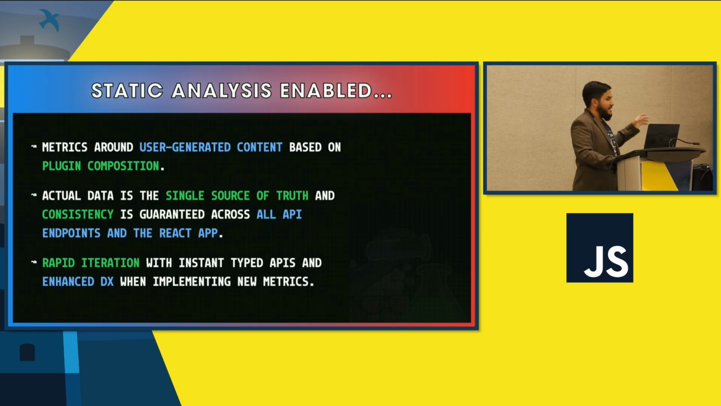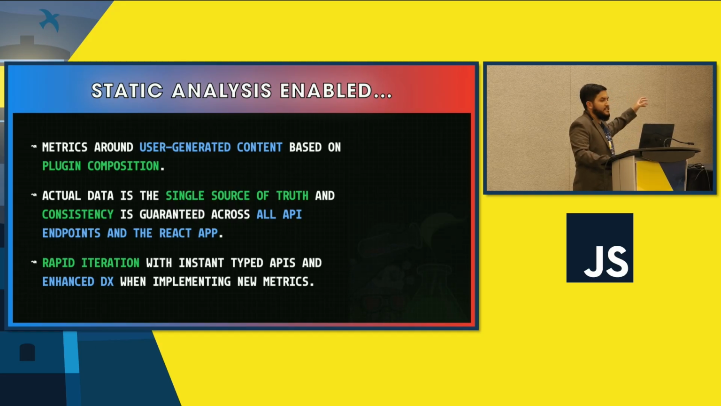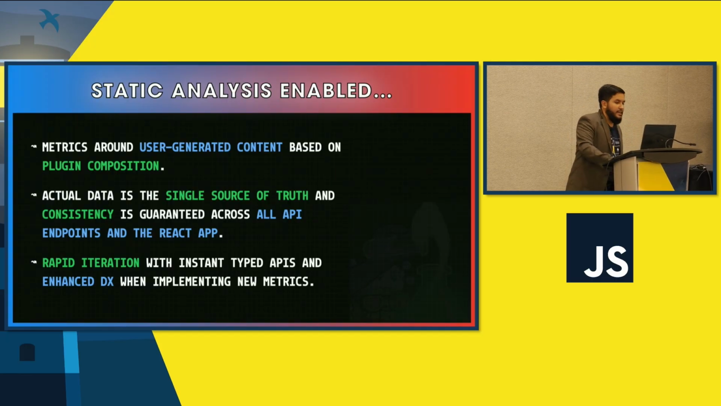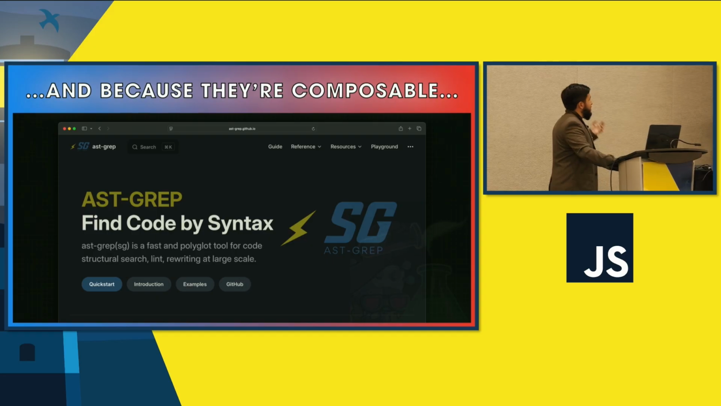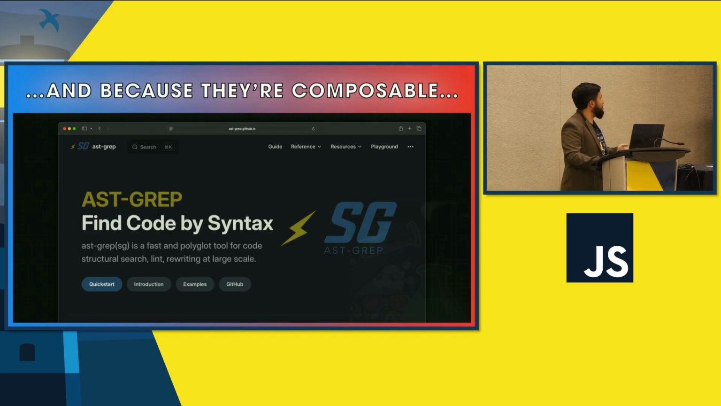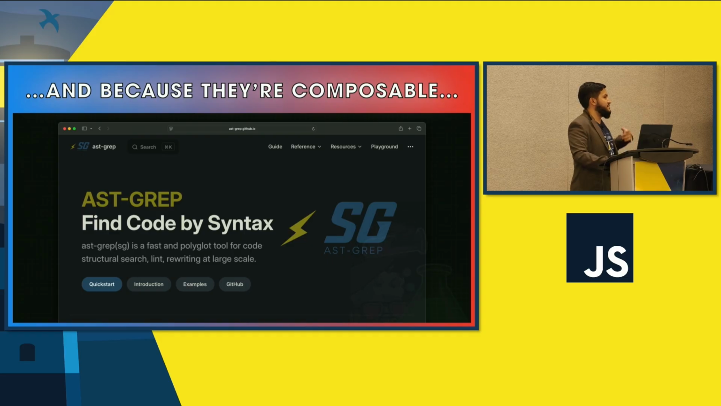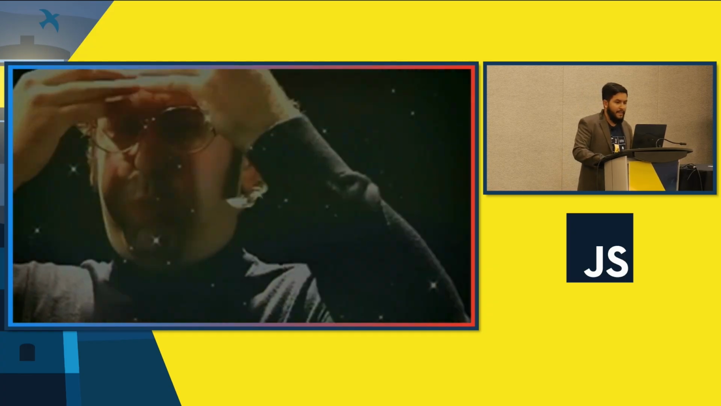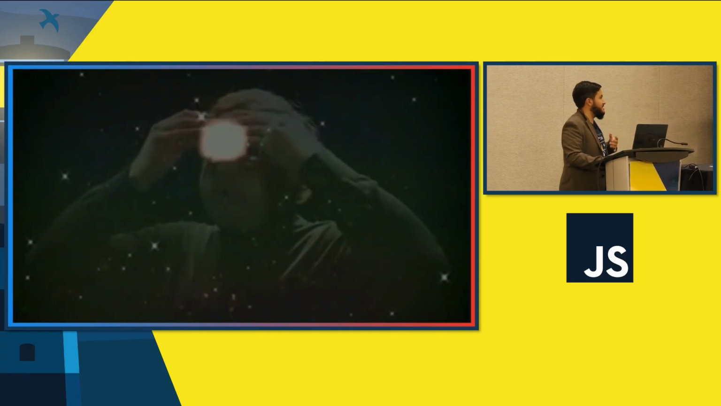And this data was the single source of truth that guaranteed consistency across the backend endpoints of the Node application as well as the React application on the front end. And with that, we have very, very rapid iteration, because as you write more plugins, they get instantly typed. And those types are reflected all the way from the backend to the front end. And because they're just plugins and they're composable, you can write different tools. For example, you could write another module that is using ast-grep instead of Cheerio or Babel to go through the code. And for me, this is really mind-blowing.